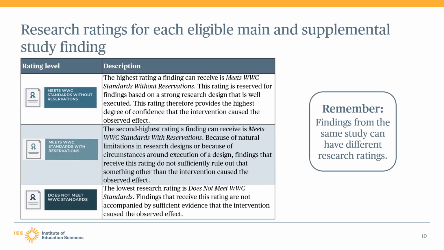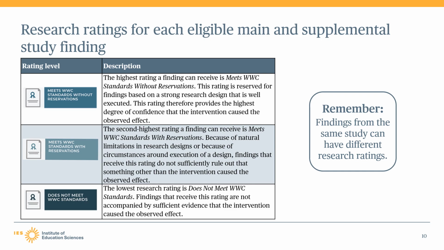As described throughout this training series, the WWC will assign one of 3 research ratings to each eligible main and supplemental finding in a study. The 3 possible research ratings for each eligible main and supplemental finding in a study are: meets WWC standards without reservations, meets WWC standards with reservations, and does not meet WWC standards.